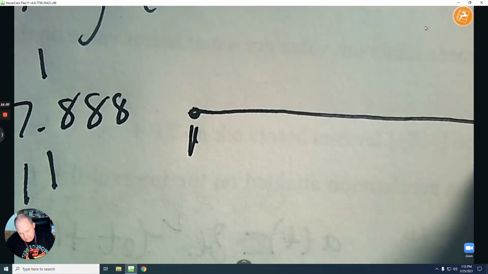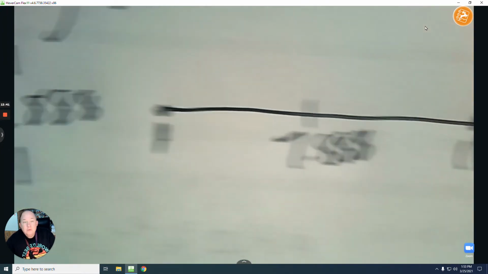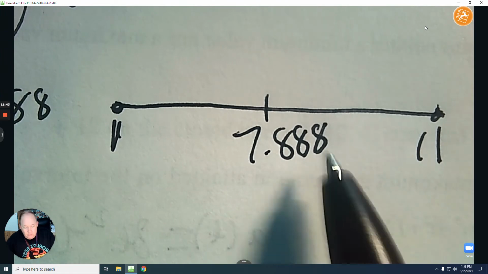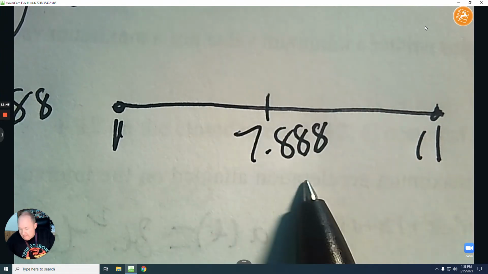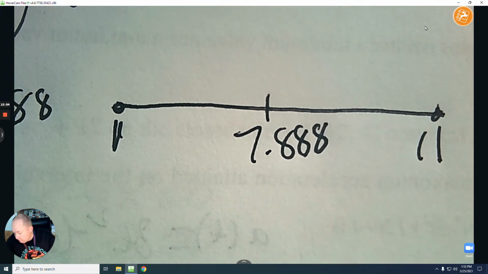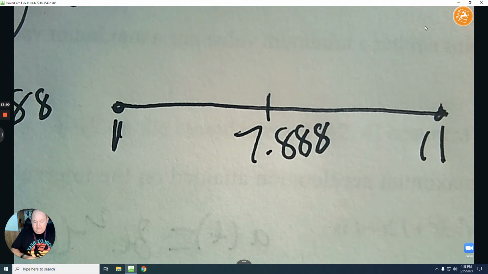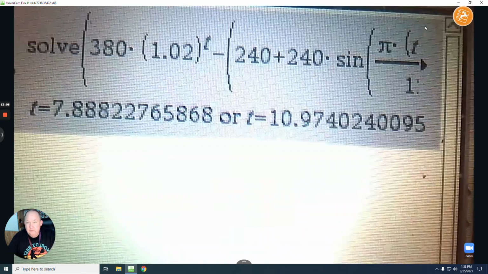So from 1 to 11, I want to know whether 7.88 creates a maximum. To know whether it creates a maximum or not, I need to understand before and after if it's positive or negative. I probably could have defined it in my calculator too to make it a little bit easier.